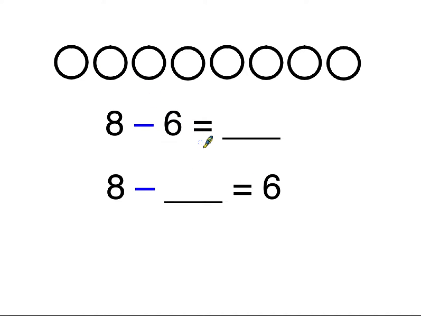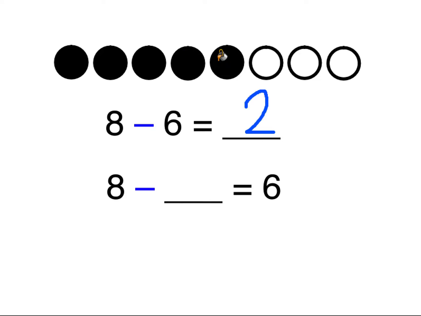8 take away 6. Well, we could take away 6, but in our last math class, we also learned, if this number is pretty big, we can count forwards. So you grab the 6 and you count till you get to 8. Ready? Grab the 6. 6, 7, 8. How many fingers are up? 2. Don't believe me? Well, let's get rid of 6. 1, 2, 3, 4, 5, 6. 2 left over.